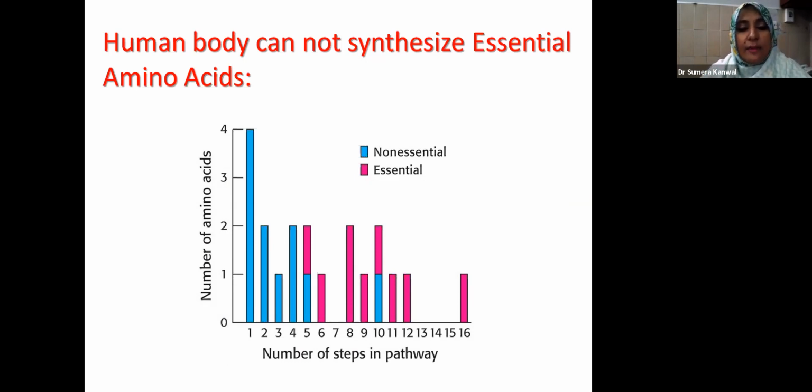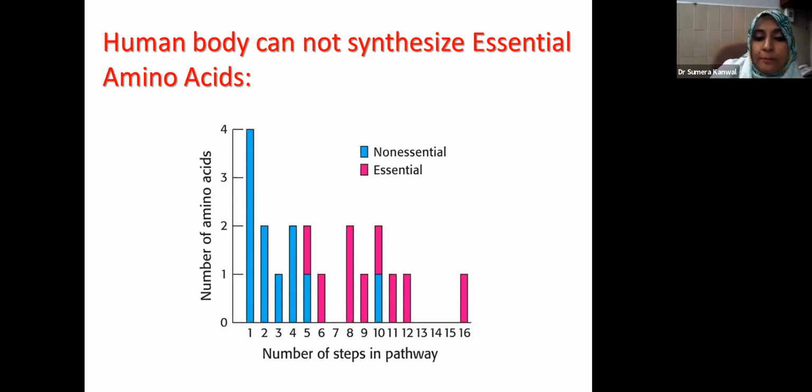Here, this is a graph that shows the number of steps involved in the synthesis of different amino acids. We have a total of 4 amino acids that are synthesized in only one step, 2 amino acids synthesized in 2 steps, an amino acid synthesized in only 3 steps, and 2 amino acids synthesized in 4 steps. The blue color shows the non-essential amino acids, which are synthesized by the human body, and the pink color shows the amino acids that are not synthesized in our body.